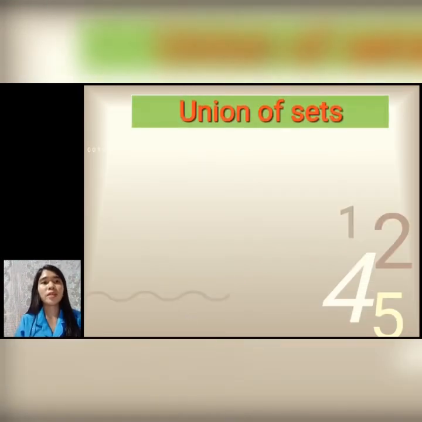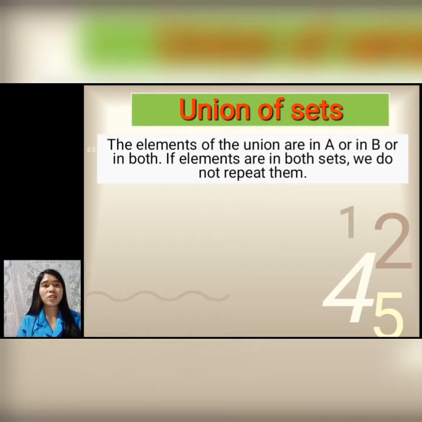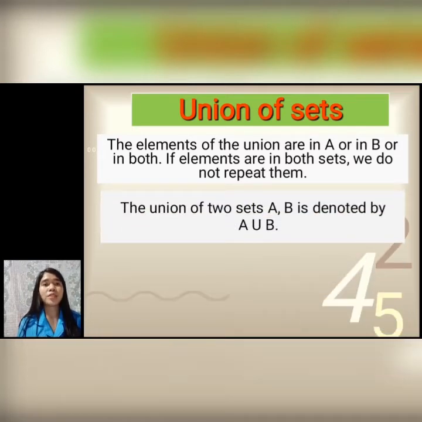Next, we have here the union of sets. It says here, the elements of the union are in A or in B or in both. If elements are in both sets, we do not repeat them. The union of two sets A and B is denoted as A union B, and it is written as capital letter U.